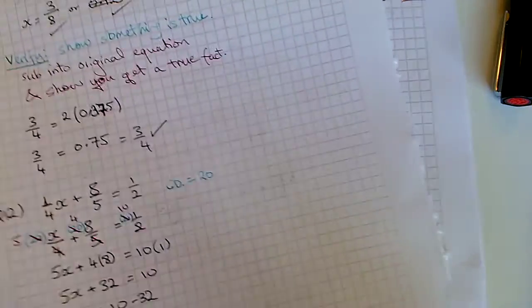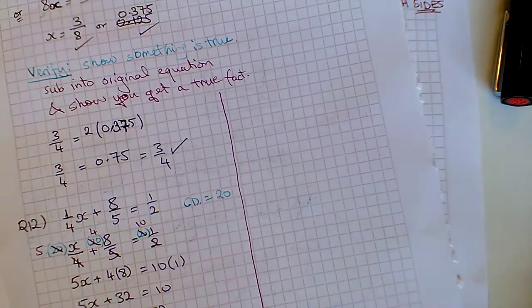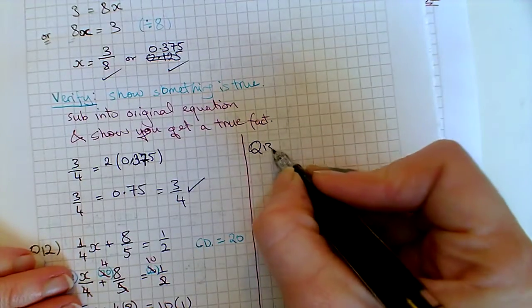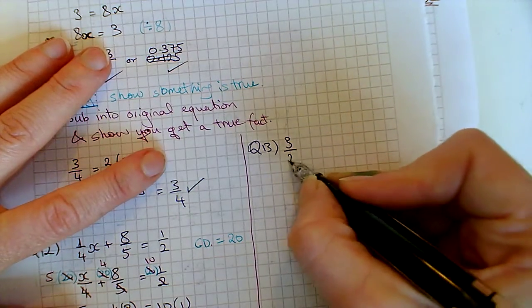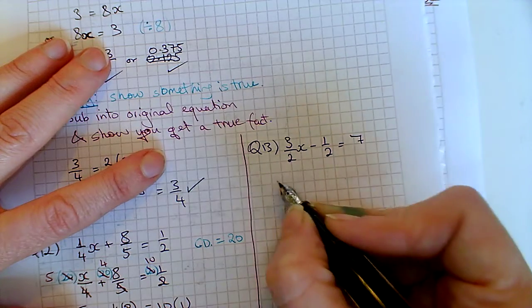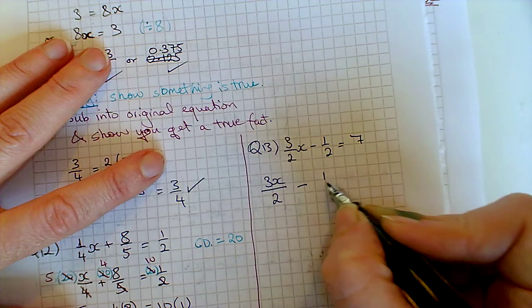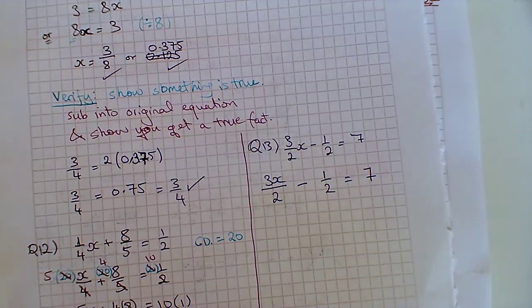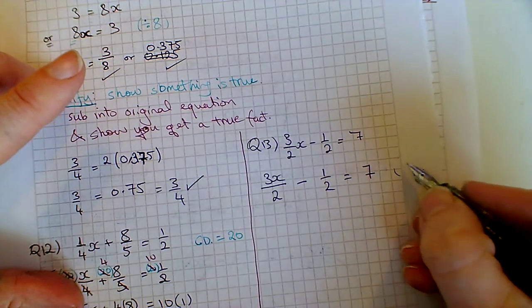Right, let's do the last question. And we had question 13. So for question 13, we're trying to solve 3 over 2x minus a half equal to 7. And I'm going to write that as 3x over 2 minus a half equal to 7. All of those fractions have the same denominator. The ones that are fractions do.